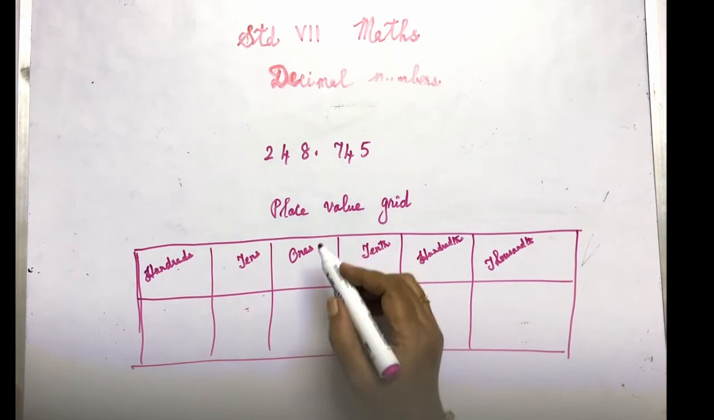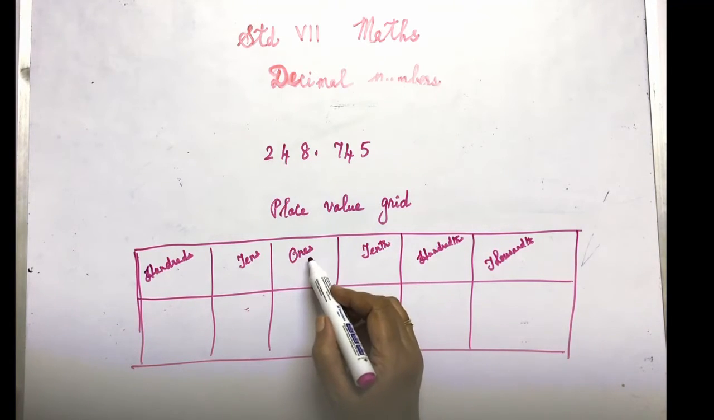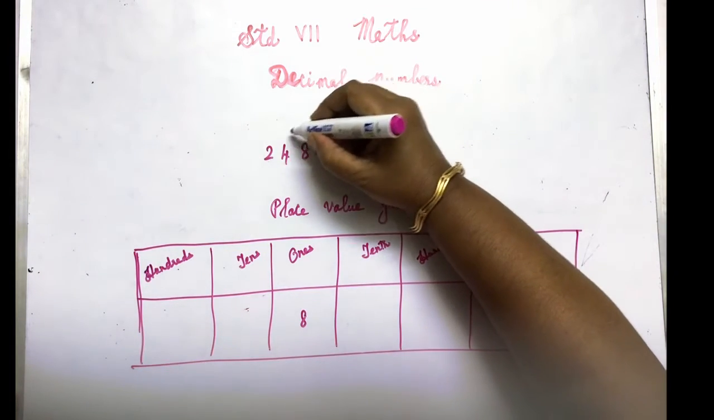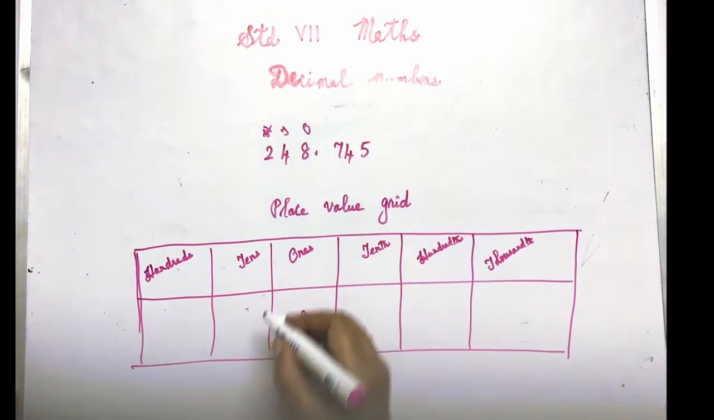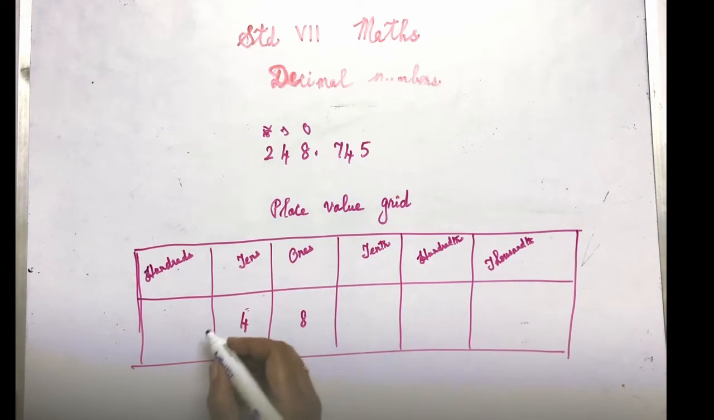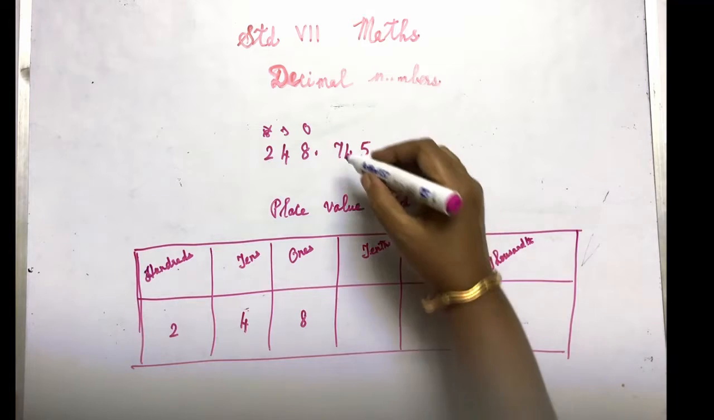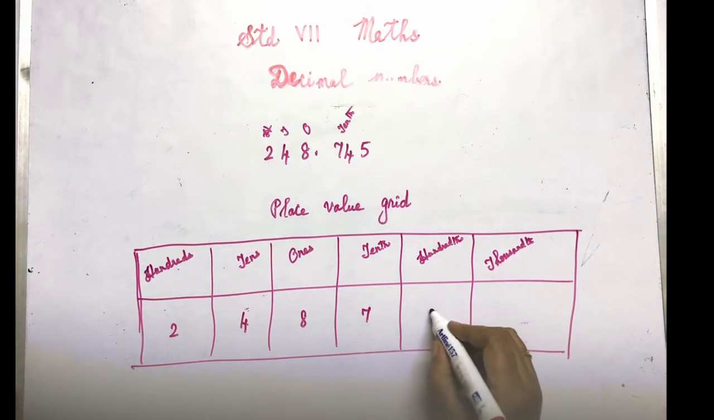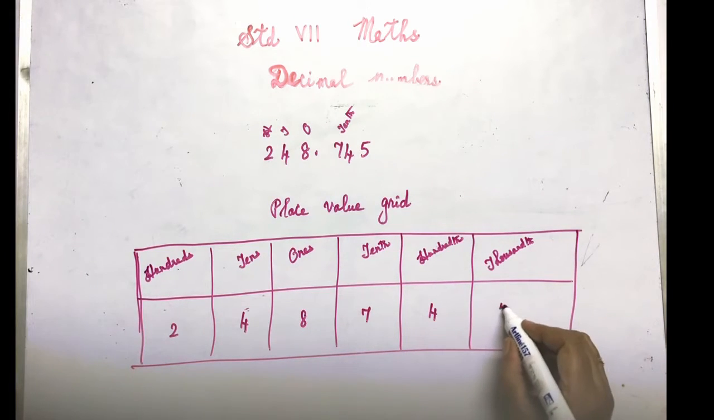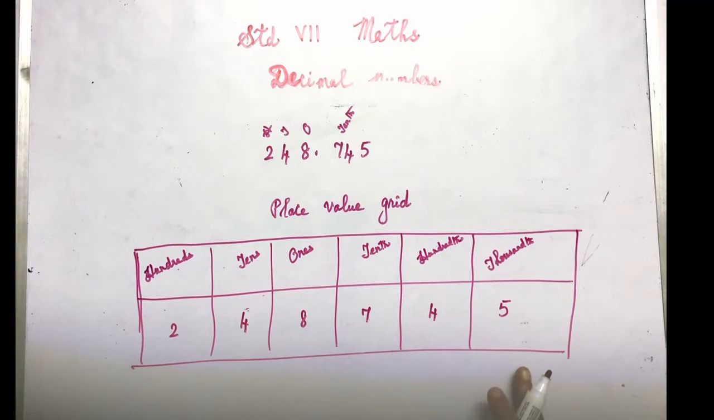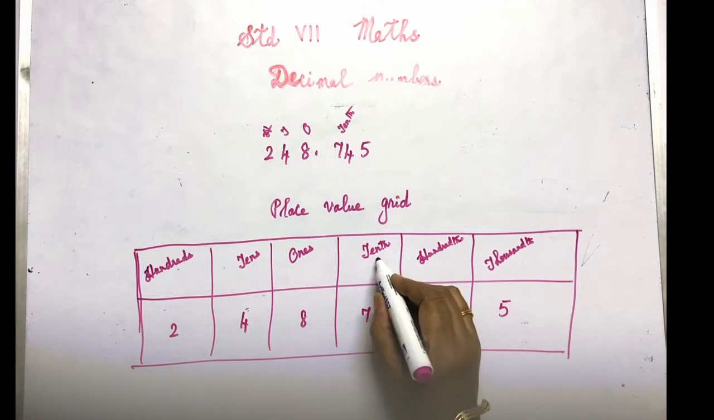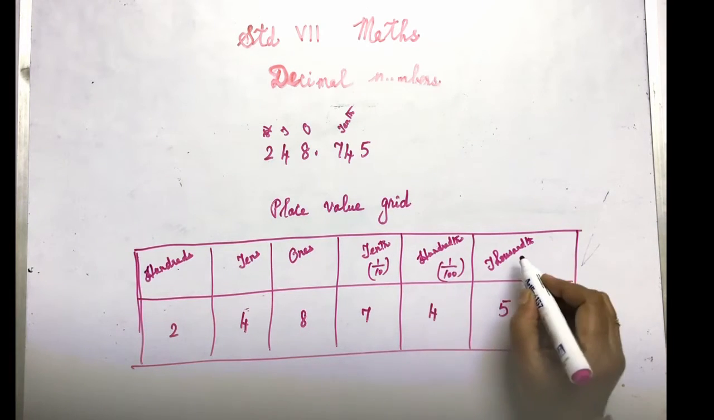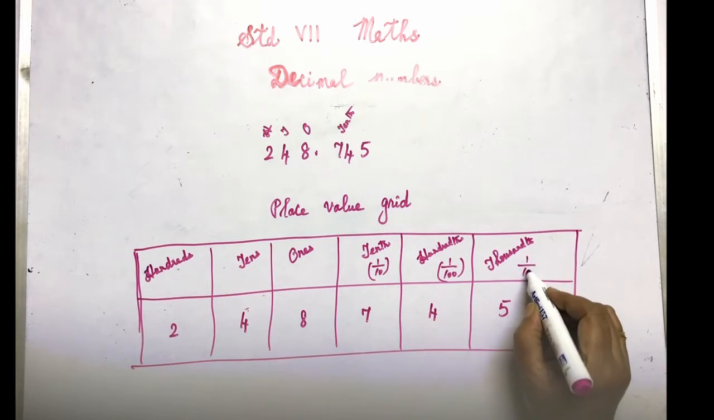Now we have to write the numbers in the respective places. So in the ones place we have 8. This is the ones place, this is tens and this is hundreds. So in the tens place we write 4 and 2 in the hundreds place. Now 7, in the tenths place we have 7. So 7 should be written in the tenths place, 4 in the hundredths place, 5 in the thousandths place. So this is the place value grid. Tenths place means 1 by 10, hundredths place is 1 by 100 and thousandths place is 1 by 1000.